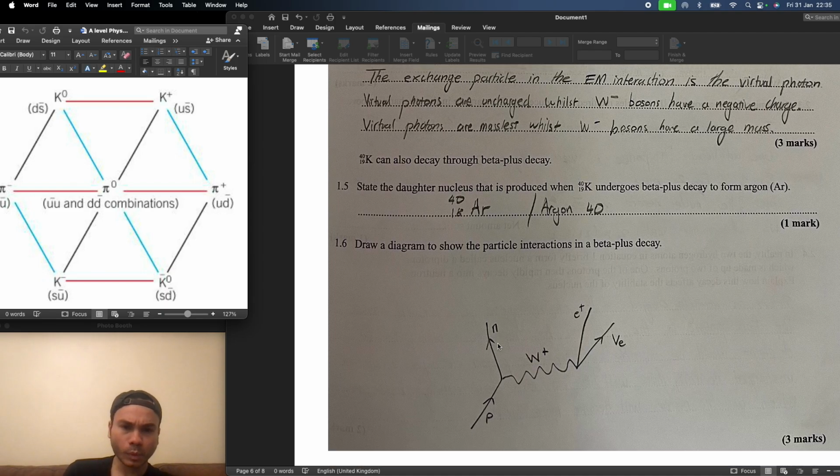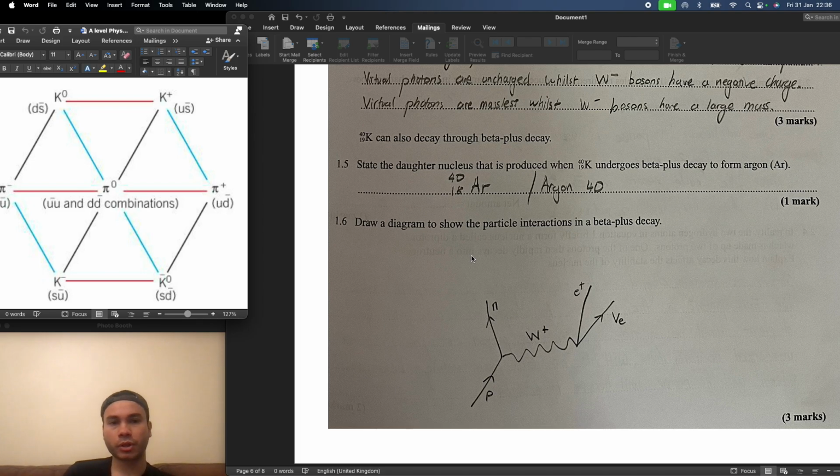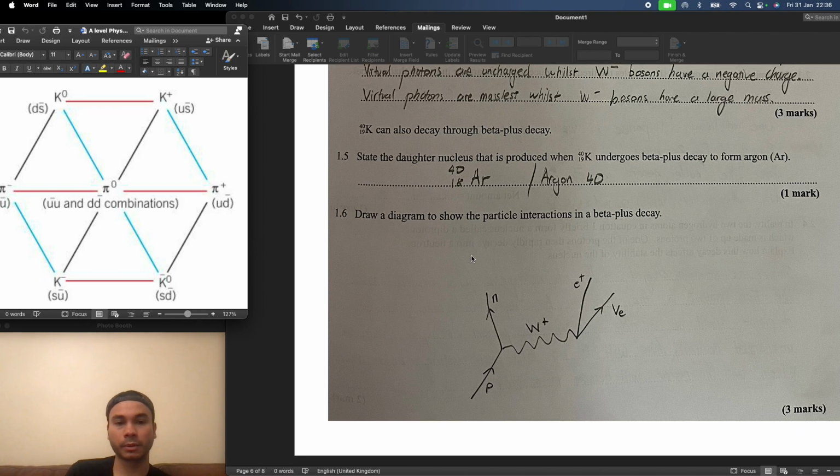Okay. 1.6, draw a diagram to show the particle interaction in a beta plus decay, and there you go. This is one of the ones you've got to remember. So it could be a beta plus decay or beta minus decay. Again, watch the video on my lesson on particle physics. Make sure you remember those Feynman diagrams.